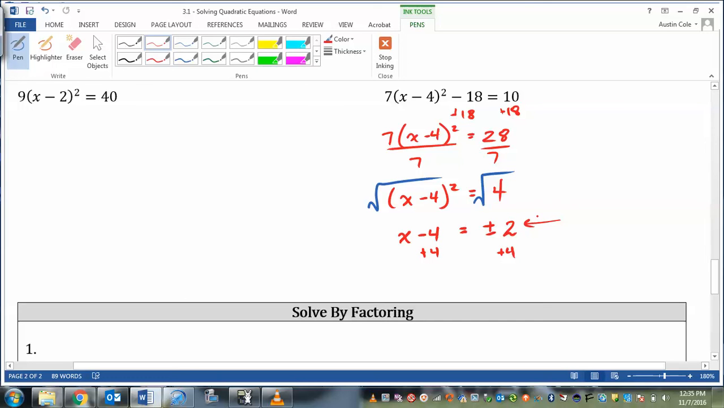Everyone wants to say it's plus or minus 6 as our answer. Well, that's not the case. So here's the rule. If you have plus or minus in there, you have to then put the number in front. So it'd be like this: x equals 4 plus or minus 2. Because we're going to add 4 to both sides, but this represents two numbers. It represents positive 2 and it represents negative 2.